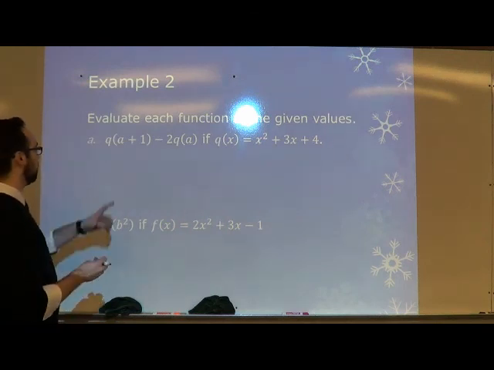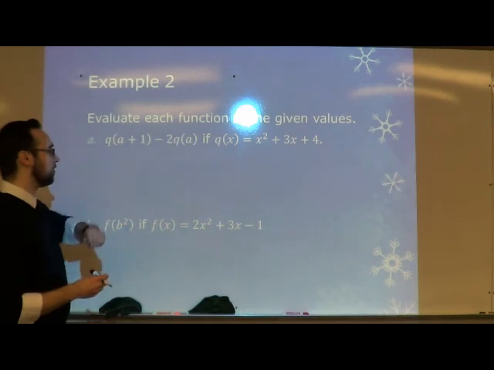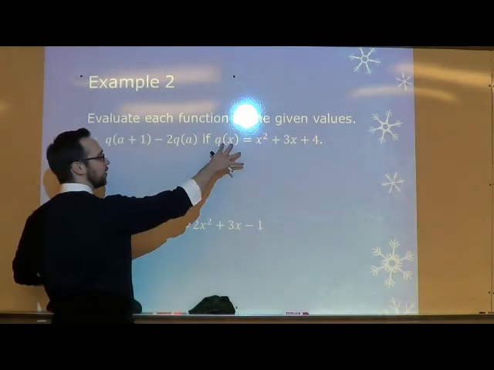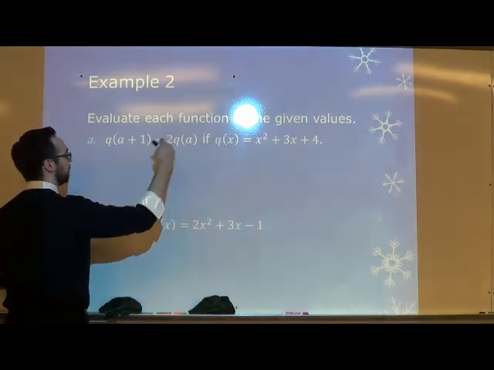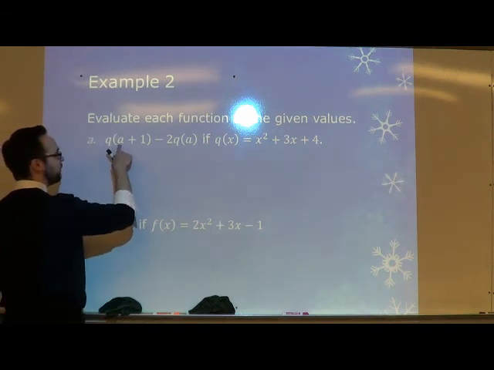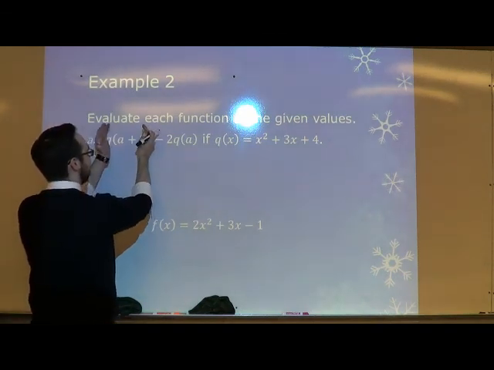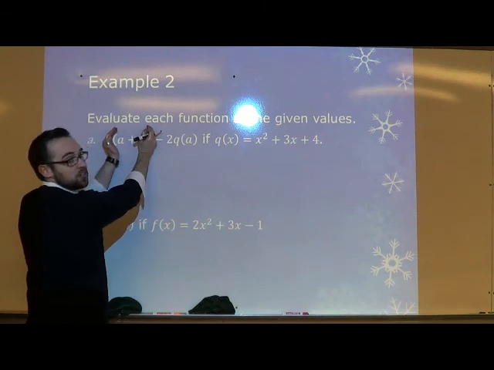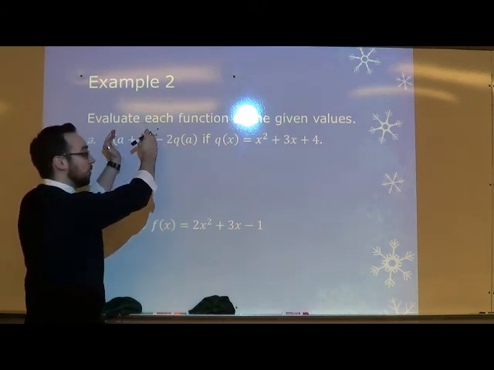We're actually doing it of q of a plus 1 minus 2q of a. So we're really going in and substituting in some other variables here. So q of a plus 1. What this means is, inside of q, everywhere there's an x, we're going to replace it with a plus 1.